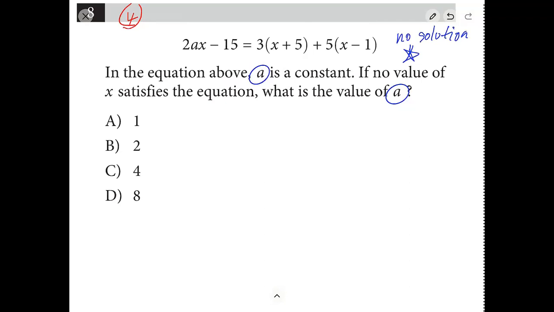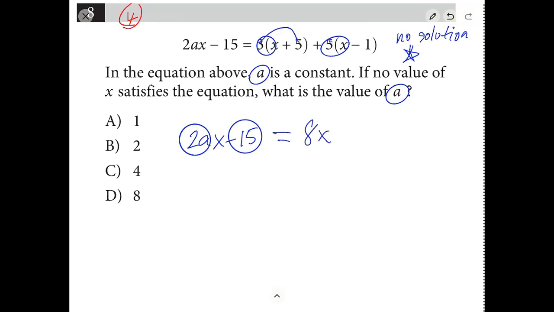Now, before I do that, I'm going to simplify this so that we can enter it over there easily. So on the left-hand side of the equation, we're going to have 2ax minus 15. So the slope is 2a. The y-intercept is going to be a -15. And then on the right-hand side, we've got 3x and 5x, so it's going to be 8x. And then we've got 3 times 5, and then 5 times a -1. So that is going to be 15 minus 5, which is a plus 10. So now that we've simplified that, we'll just go enter it.